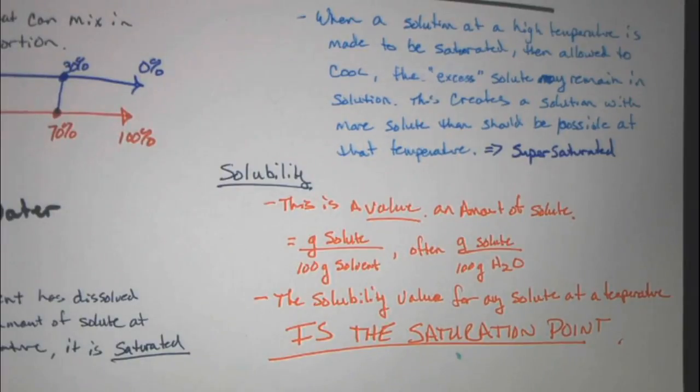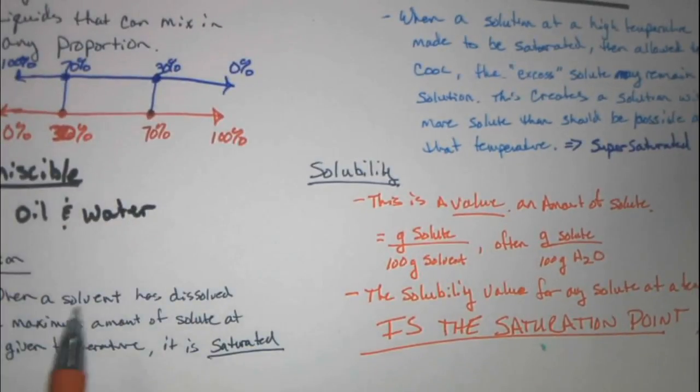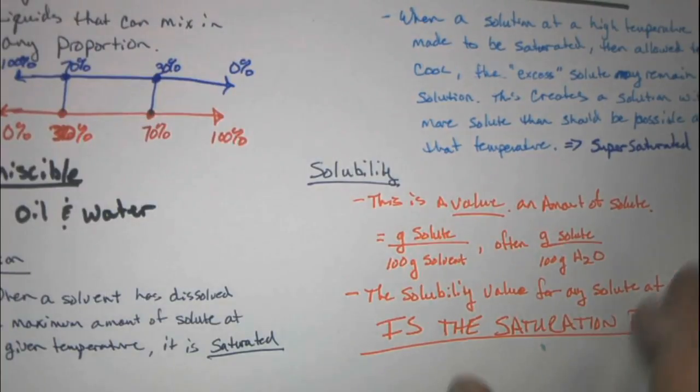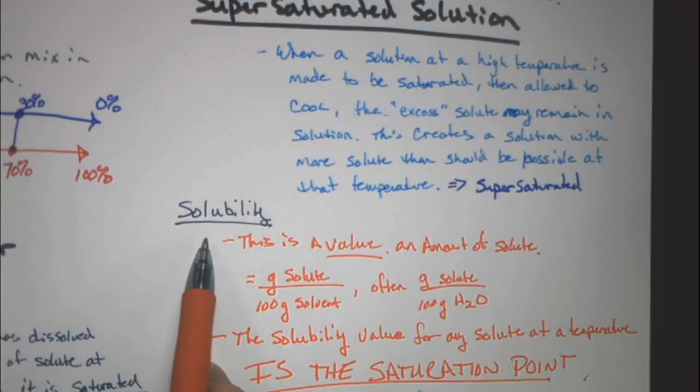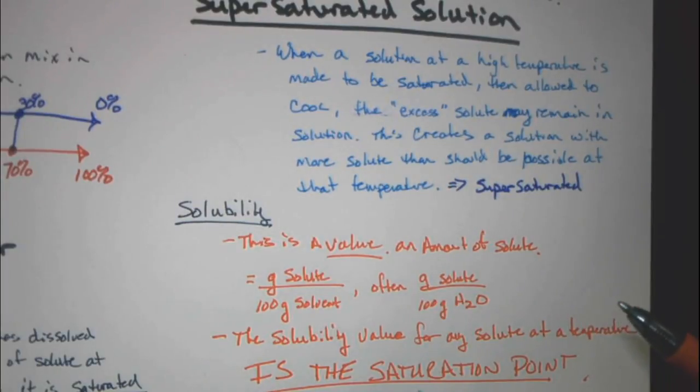This might be an important point. When you have an amount dissolved at the solubility, so you've matched the solubility of a particular solute, that is the saturation point. Remember, saturation is the maximum amount of solute at a given temperature, right? Solubility is that maximum amount. That is the value. So when you find the saturation of something, you determine what its solubility for that solute is at that temperature. Does that make sense?